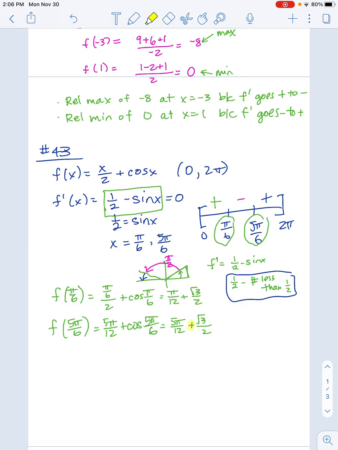Oh, it's not erasing anything. Okay. Okay, like that. And then again, because of the sign changes, we know this is the relative max because f prime goes plus to minus. And then we know this guy here is the min because f prime goes the other way around, minus to plus.